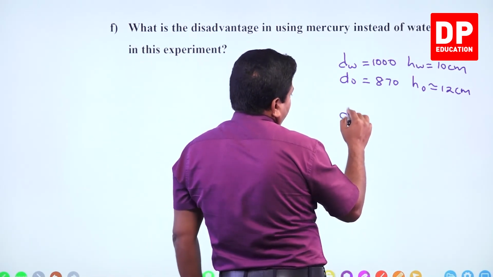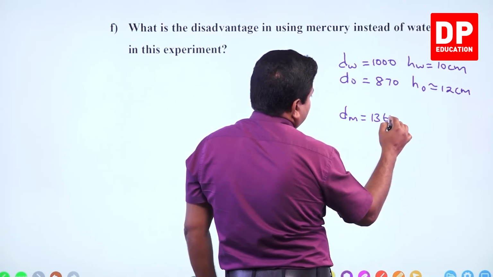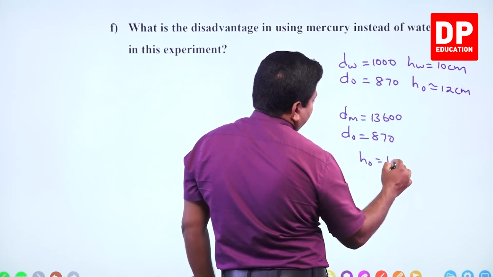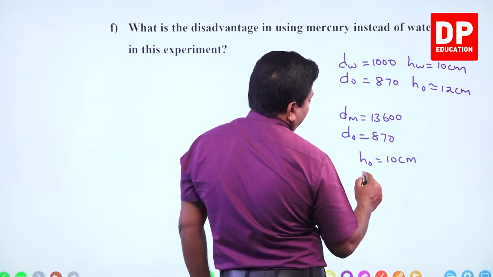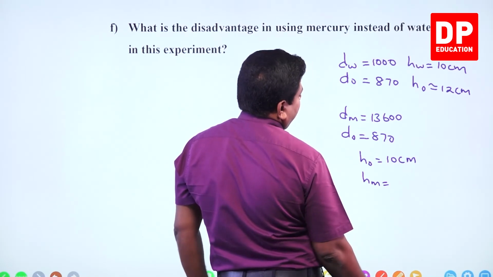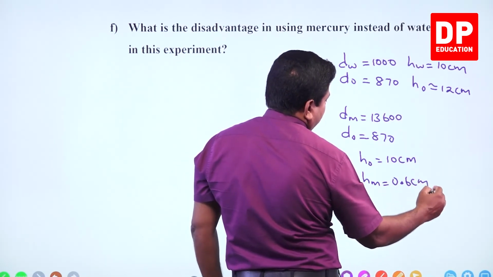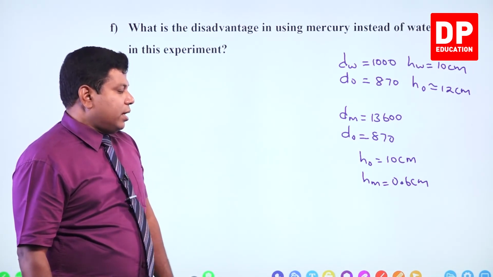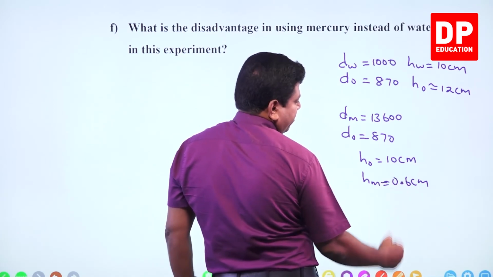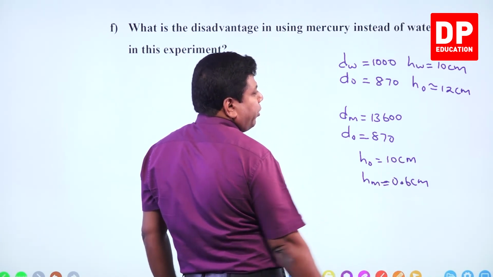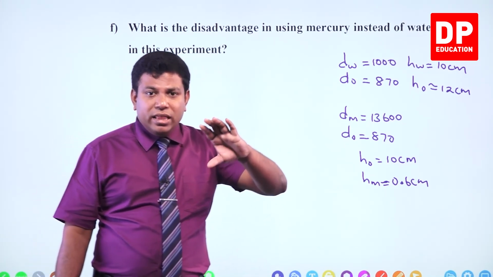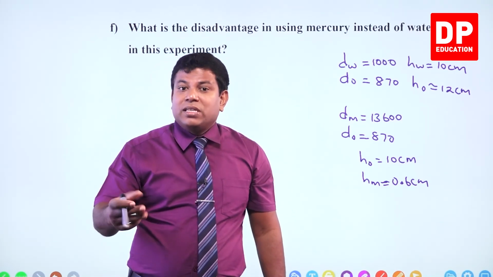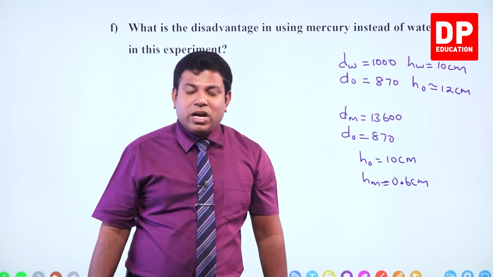Now, what happens when you use mercury? Mercury's density is 13,600. Oil's density is 870. So, when you put oil 10 centimeter, mercury will go up by, see 10 into 870 is 8,700. It will go up by approximately 0.6 centimeter, because you know HODO has to be HMDM, right. So, when you put it in the equation, HM comes approximately 0.6 centimeter, right. Even if the oil goes up by 20 centimeter, it is going to be 1.2 centimeter. So, the change in the height of the mercury column is small. Therefore, what happens? The fractional error in getting the mercury column's height will increase.